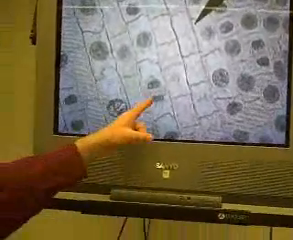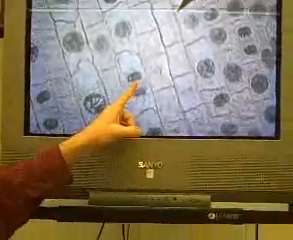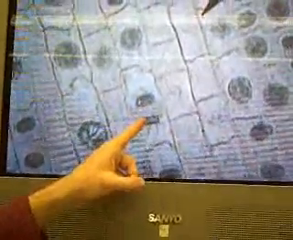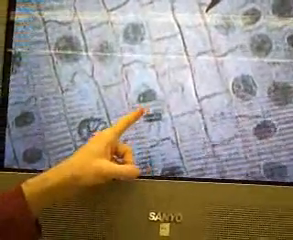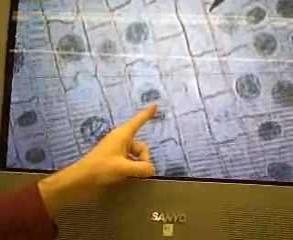Here is a good example of telophase. You can see a group of chromosomes here, a group of chromosomes here, and you can faintly see a cell plate starting to grow up. That cell plate is a cell wall. It's going to grow up and divide that cell into two separate cells when it's finally finished growing.